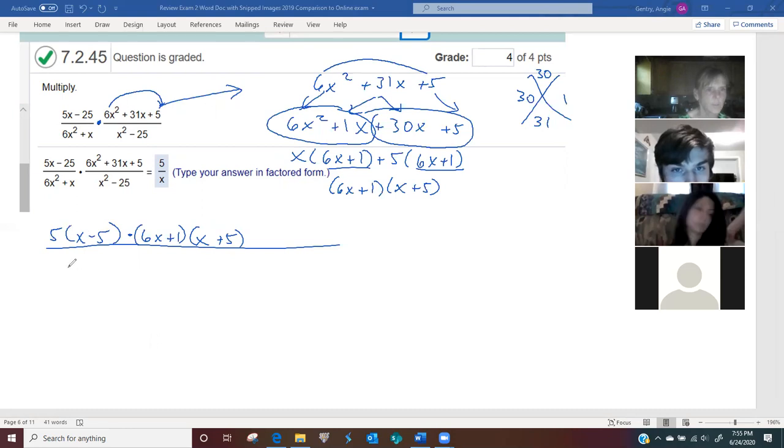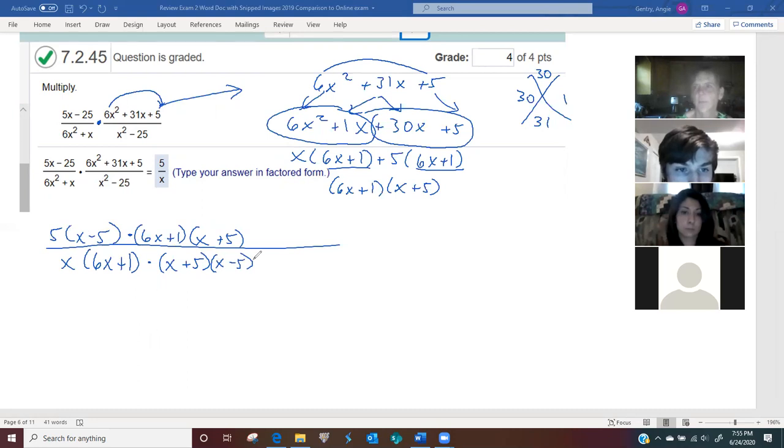And then the denominator, you pull out the x. Then you have x squared minus 25. What is this? Difference of squares: x plus 5, x minus 5. So you go across, you factor the heck out of it, and then you factor, factor, cancel, cancel, cancel, and then you have 5 over x left. Very nice and clean. If nothing cancels, you're doing something wrong. But sometimes not everything cancels.